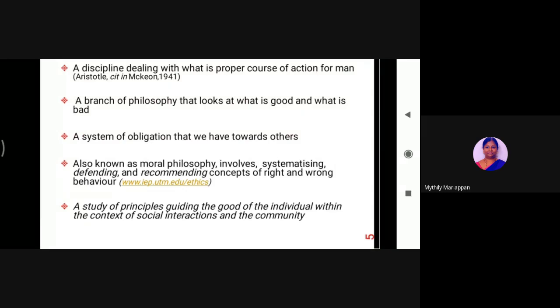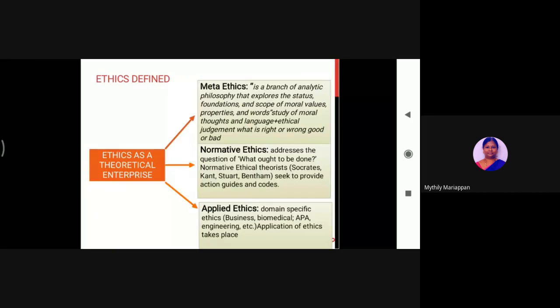Now, it is also known as moral philosophy, involving systematizing, defending, and recommending concepts of right and wrong. It is a study of principles guiding the good of the individual within the context of social interaction in society. So ultimately, ethics is something which provides benefits to all the participants, and it is basically deciding what is right and what is wrong. Maybe we are from the science background, or the commerce background, or geology, humanities, medical, anything. Everyone is involved in research.